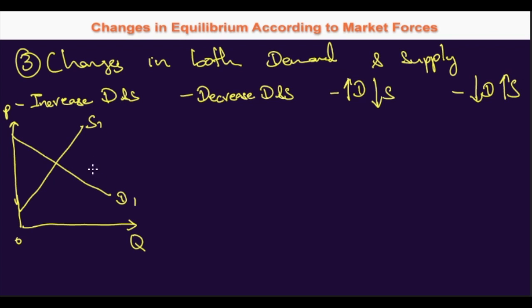Both these curves are going to shift to the right. So when shifted to the right, this would be D2 and this would be S2. Where D2 and S2 are intersecting is the new equilibrium. This would be E2 and this would be E1, where S1 and D1 are intersecting.